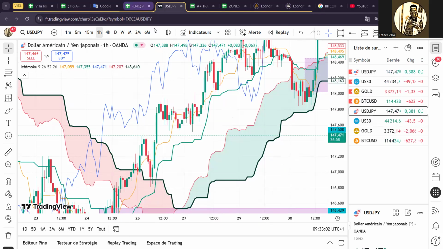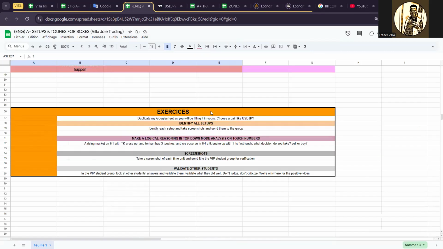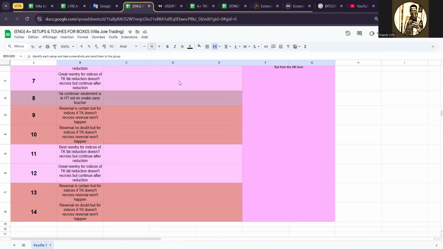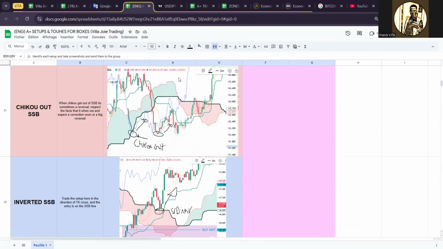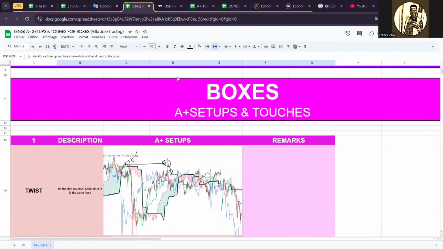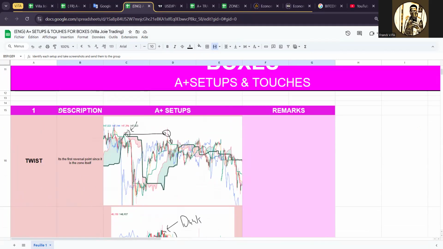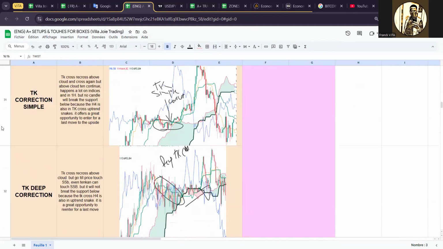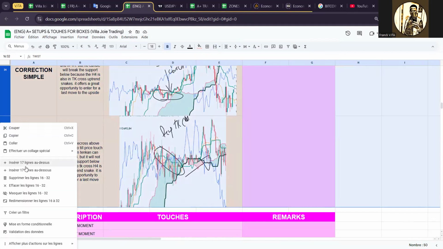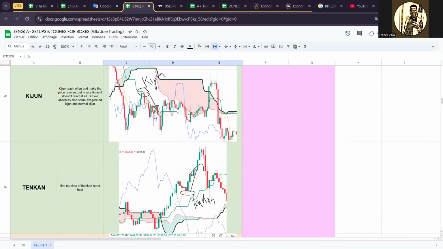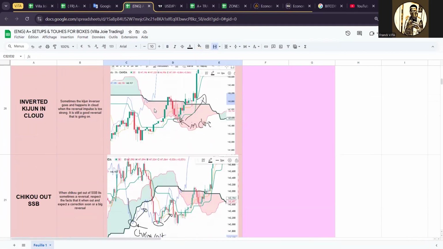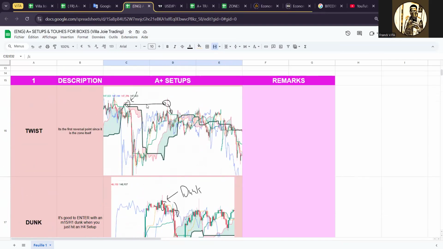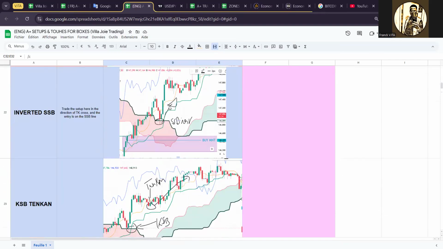So let us go to the exercise now. What you will do is duplicate this Google Sheet and then choose a pair. Identify all of the setups, take a screenshot, and post it in the group. These are all of the setups. These are 15 setups. 17, yeah, those are not 15 setups, those are 17 setups. The 17 setups that I show you, identify all of them and place them in your group.